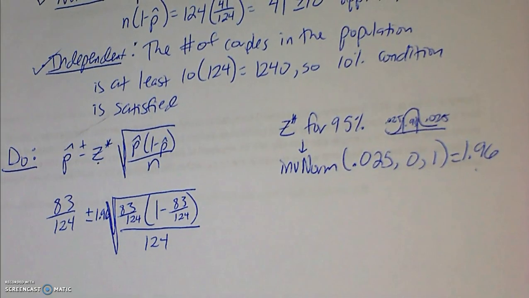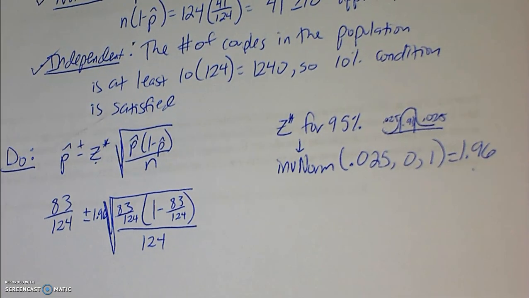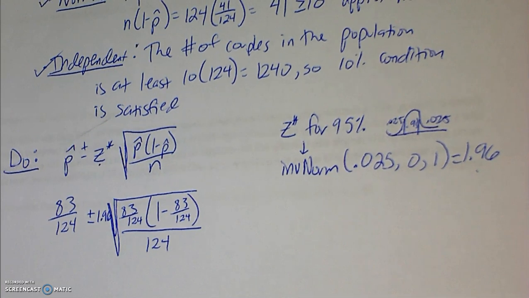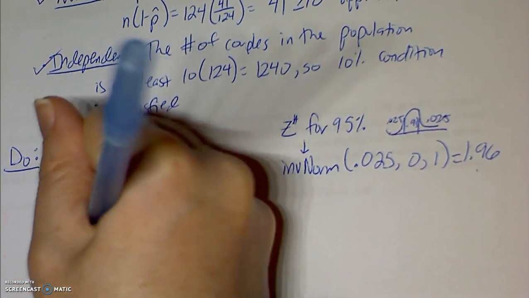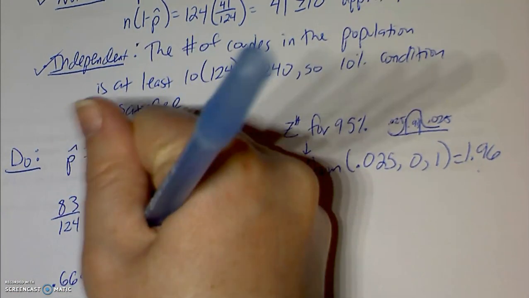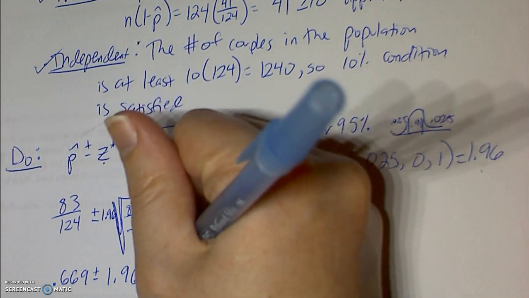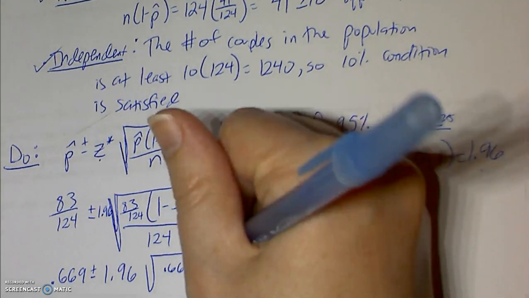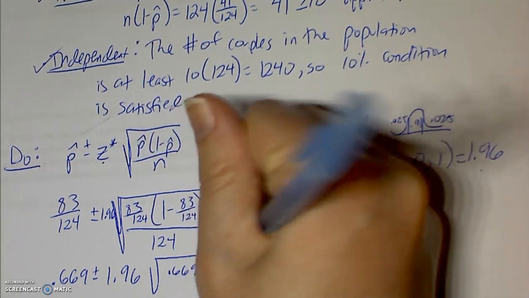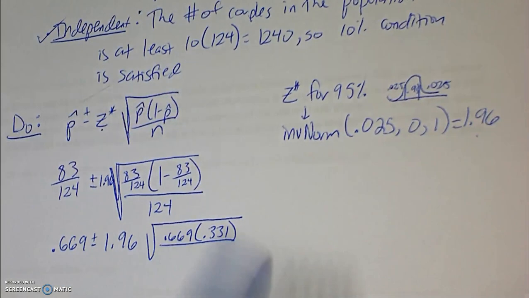Now, you don't have to use the fraction. You could use the decimal. If you use the decimal, 83 over 124 is approximately 0.669. So you could do 0.669 instead. It doesn't matter which one you do. We mentioned that we should use at least 3 decimal places when we're doing our calculations. That is important.